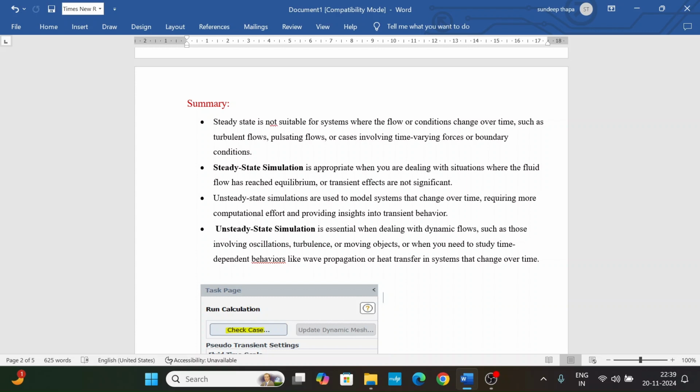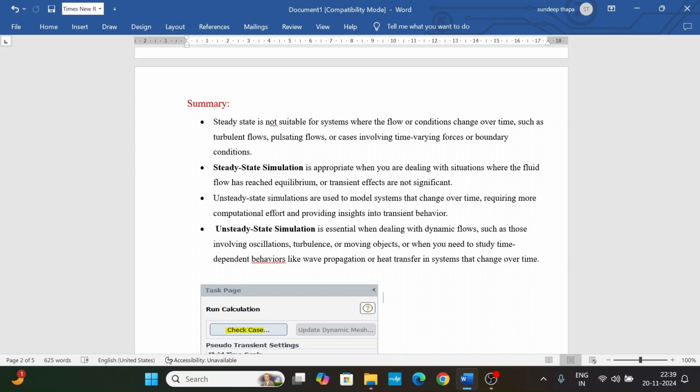So when to choose transient state simulation? When you want to see the behavior of fluid properties like velocity, pressure, temperature, and so on with respect to space as well as with respect to time. You want to see how the velocity has changed from 0 seconds to, let's say, 5 seconds. You want to plot a graph, then you would opt for transient state.